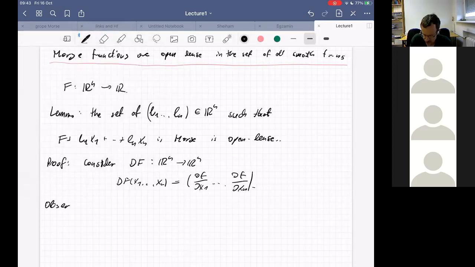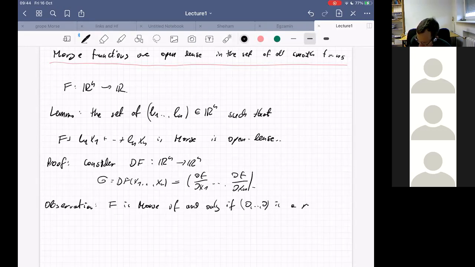Observation. And this is the key observation. If you see this observation, if you understand it, then you understand everything. A point is, let me call this function g, okay? f is Morse if and only if (0, ..., 0) is a regular value for g.